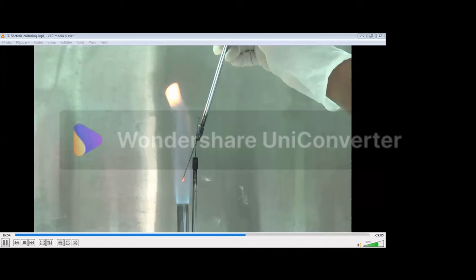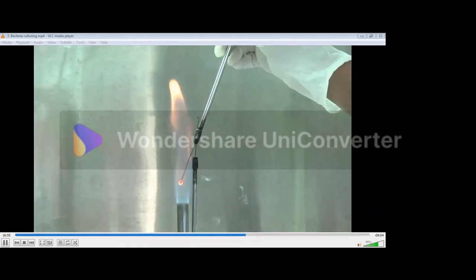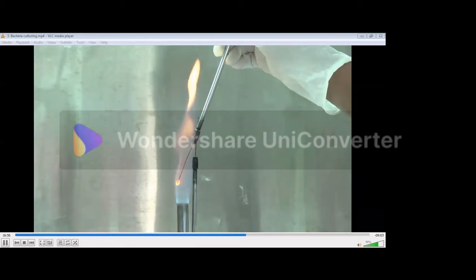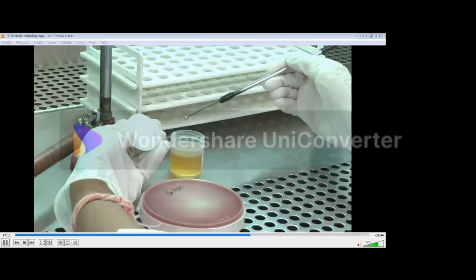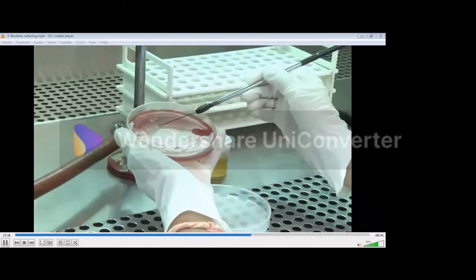Method. Flame a loop and let it cool. Insert the loop vertically into the urine, then touch the plates which need to be inoculated, allowing the urine to adhere to the loop. Spread the loop full of urine in a straight line onto the middle of the plate.